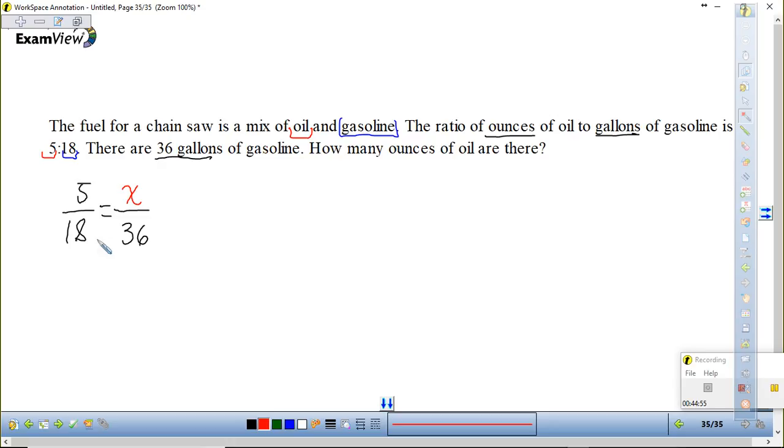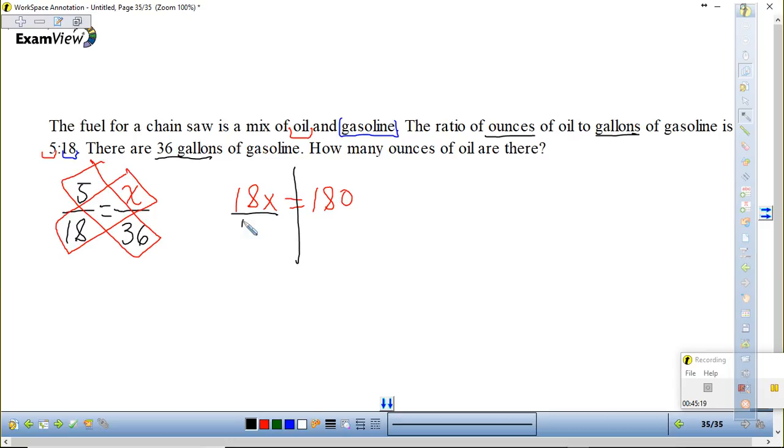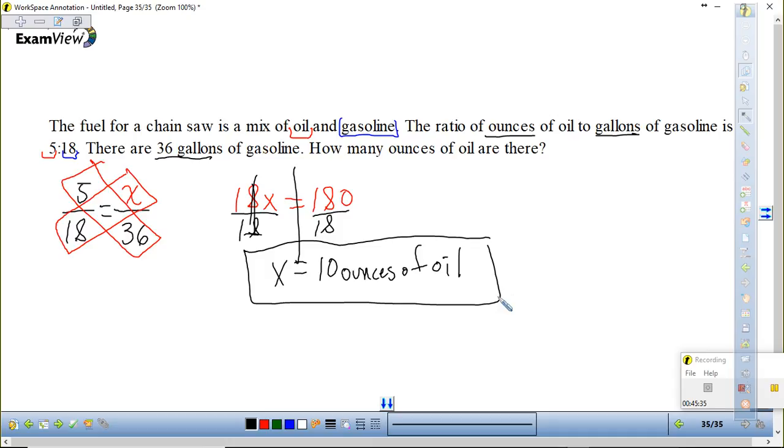Do we know how to do these? Yes, cross multiply. We start with the variable. What is 18 times x? 18x equals, what is 5 times 36? 180. So we solve, so divide by 18, divide by 18, x equals 10 what? Ounces of oil. 10.